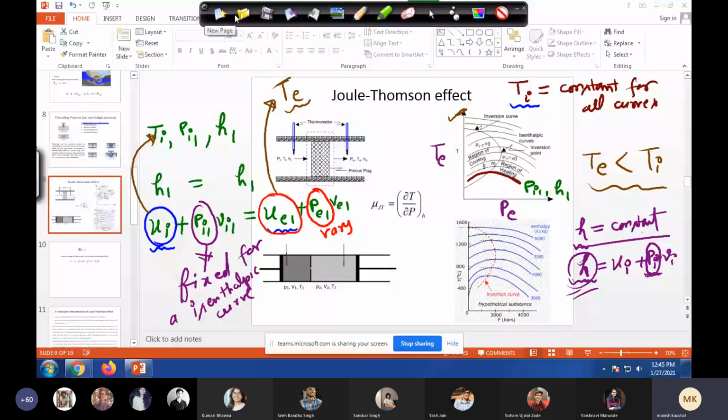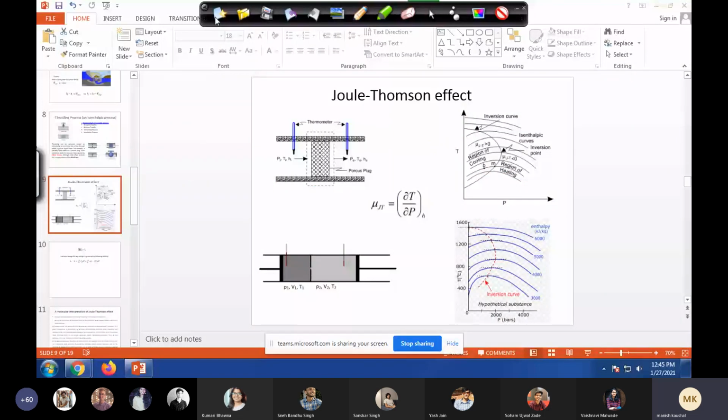Okay, now let me start this again. You listen carefully, because I think Bhavna made a very good point. Let's talk about a given curve. H is UI plus PI VI. Thank you, Bhavna. Now what we are keeping constant is H. For a given curve, H is constant. You agree? Yes. Let's say H1.